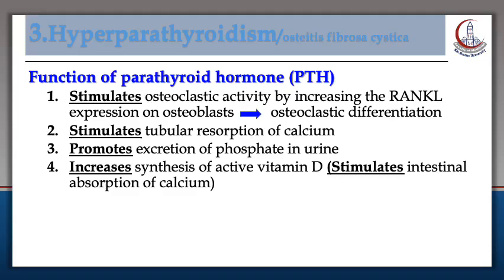Let's start now the third metabolic disorder, which is hyperparathyroidism. First, we should understand the functions of the parathyroid hormone. It stimulates the osteoclastic activity by increasing the RANK expression, leading to osteoclastic differentiation, and thus resorption of bone to maintain the serum calcium level normal. It stimulates tubular reabsorption of calcium at the expense of phosphate excretion and increases the synthesis of vitamin D, thus stimulating the intestinal absorption of calcium.